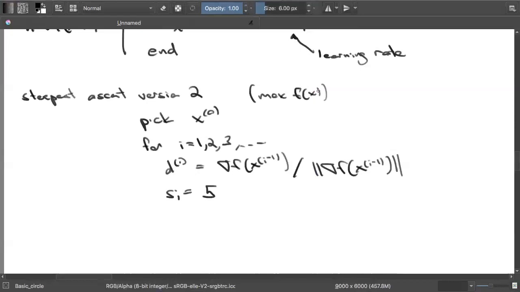So here's what I'm going to do. I'm going to form this next xi. I'm going to form xi equal to xi minus 1 plus si di. Now you have this xi. How do you know if that step size is good or bad, in a very general way?